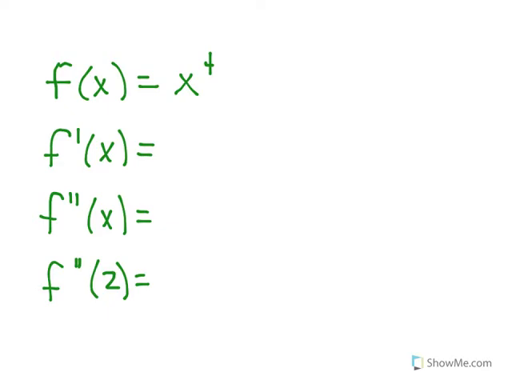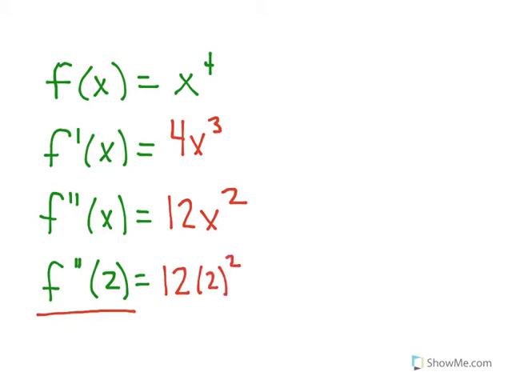Okay, taking a look at question Q7, it says find the second derivative of 2. In order to do that, we have to find the derivatives first and then plug 2 into the equation. So the first derivative is 4x cubed. The second derivative is 12x squared. So the second derivative of 2 is equal to 12 times 2 squared, which equals 12 times 4, which is 48. That's the correct answer there.